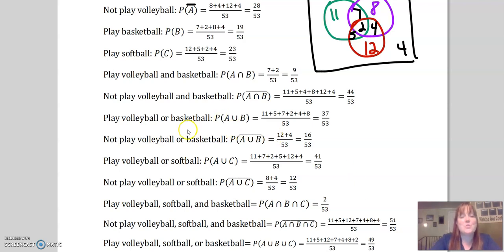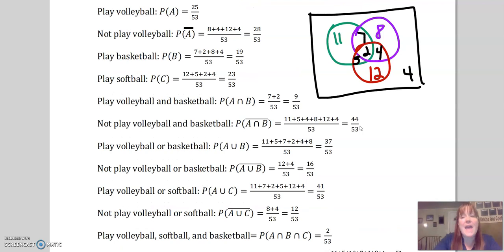All right, so what if they play volleyball or basketball? Now we're talking about everyone, not just these people right here in the middle. We're talking about everyone inside the green and everyone inside the purple. So we're going to add all of these: 11 plus 5 plus 7 plus 2 plus 4 plus 8. Okay, we're talking about everybody inside of either one of those because we're talking or. Here, the line showed up.